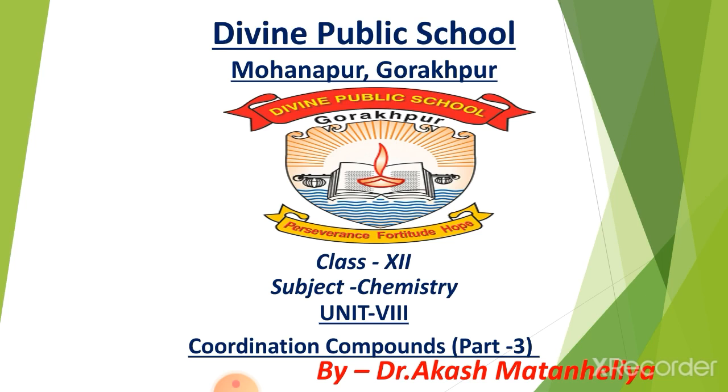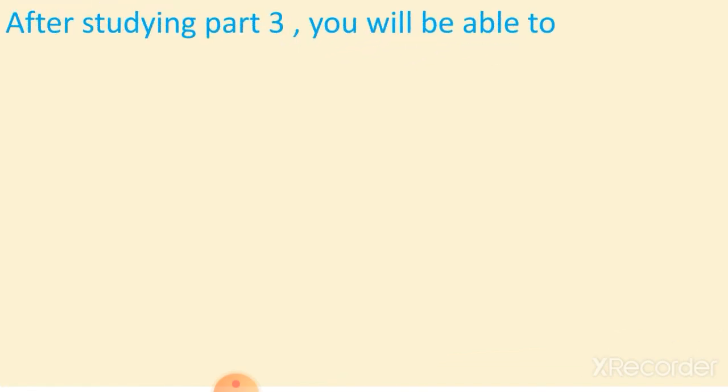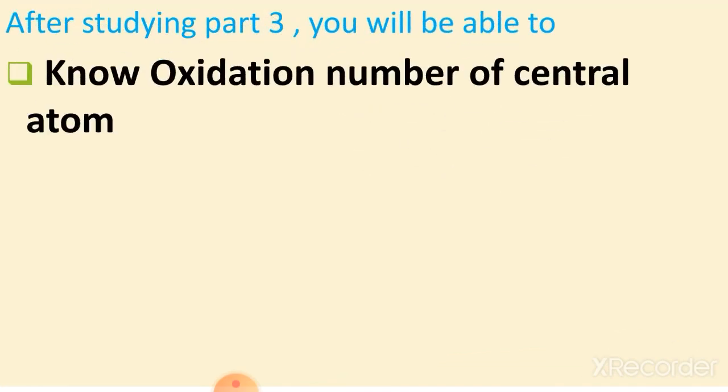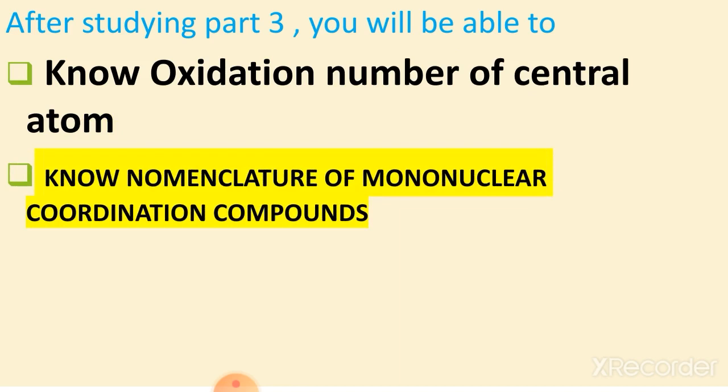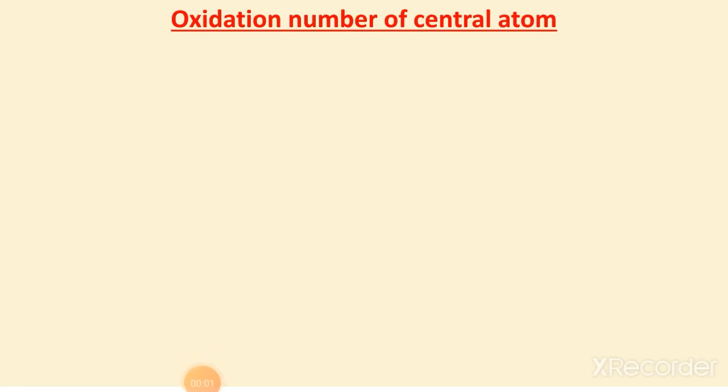Now students, let us focus on the topic in part 3. After studying part 3, you will be able to know about the oxidation number of the central atom. That means how you can calculate the oxidation number of the central atom and also the charge on the complex. This is very important for writing the formula and also writing the name of a complex compound. Then you have to know the nomenclature of mononuclear coordination compounds. So let us explain the oxidation number of the central atom.